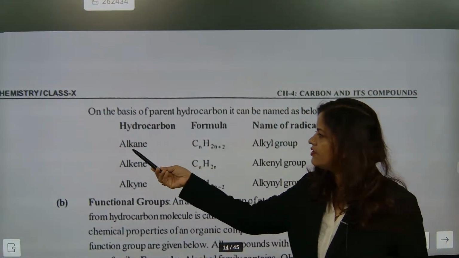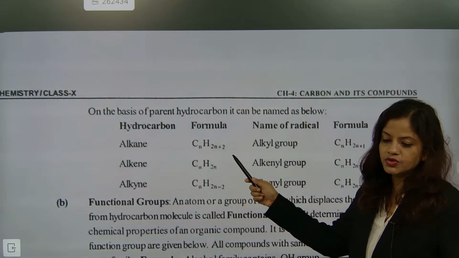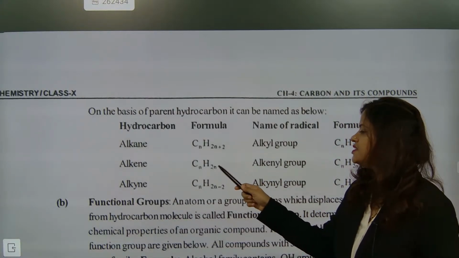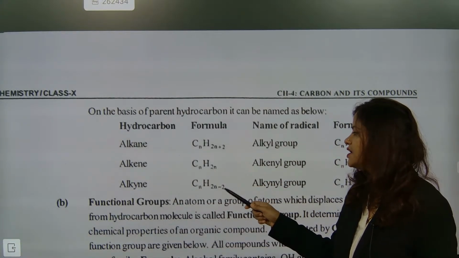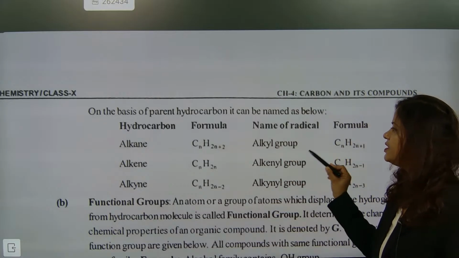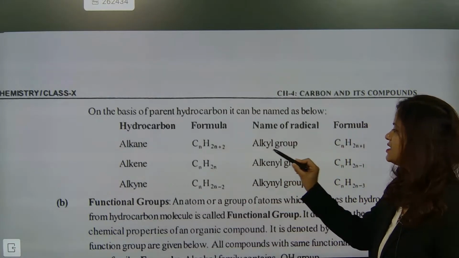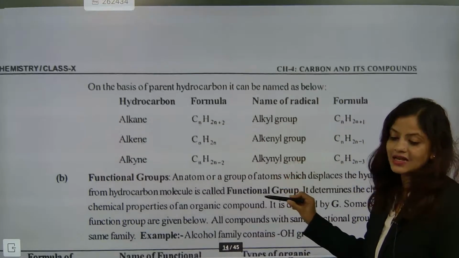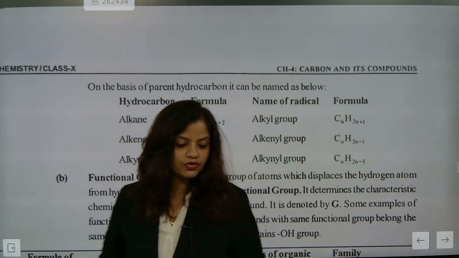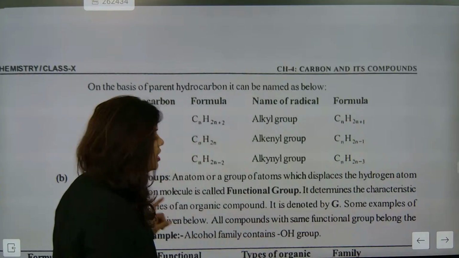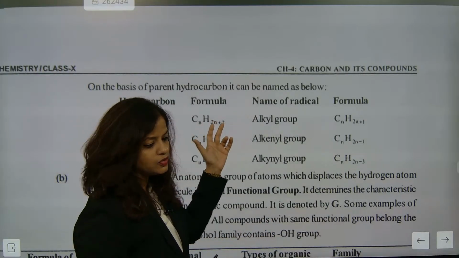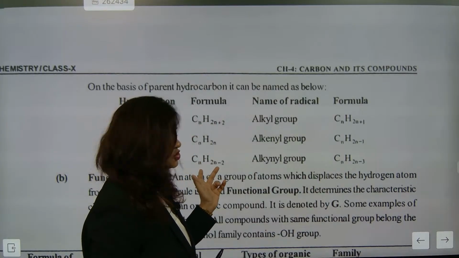When it is an alkane, the general formula is CnH2n+2. Alkene is CnH2n, and alkyne is CnH2n-2. So when you take out an alkyl group, this is called alkenyl and this is alkynyl. I'm going to show you how the naming changes. Get ready for this. Alkane, alkene, alkyne: CnH2n+2, CnH2n, CnH2n-2.